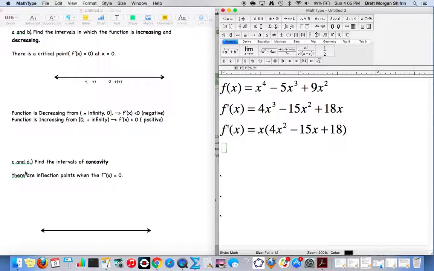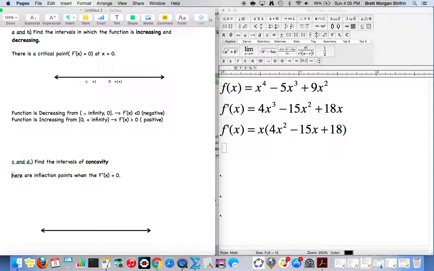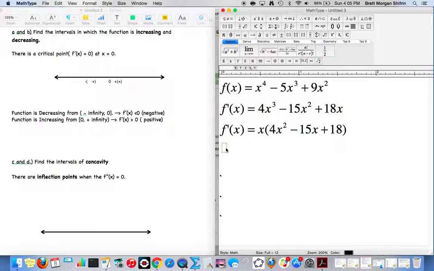Well, we're looking at the second derivative, and we have what we call inflection points when the second derivative equals 0. That will mark when our slope function has changed from positive to negative or negative to positive. So we come over here to our function, and I'm going to focus on this one here.